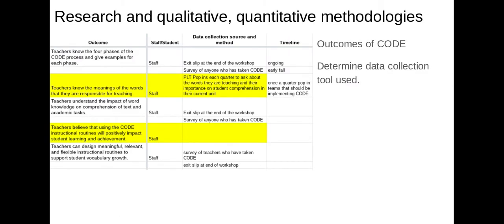If we take a look at some of the research we had to do, we started with the CODE training that we had from Silver, Dewing, and Perini, and looked at, well, what were the outcomes we wanted of CODE? And if we want to see if those outcomes are happening, what's the best tool to measure that? So for example, teachers knowing the four phases of CODE was something we could put together as an exit slip at the end of a workshop. We could do some sort of multiple choice, or some sort of free response, just to see if they were getting some of those basics.